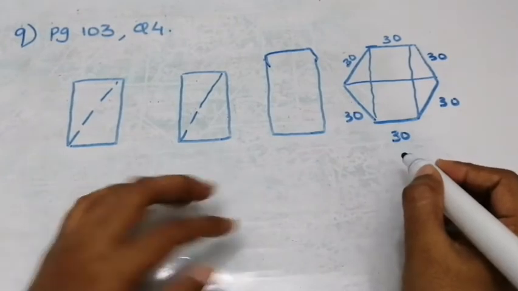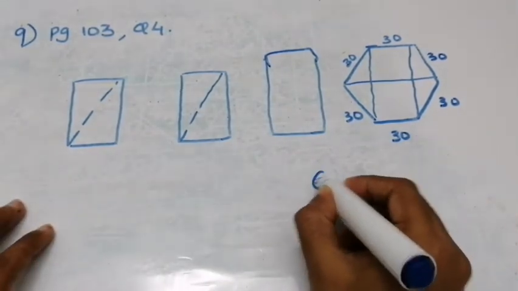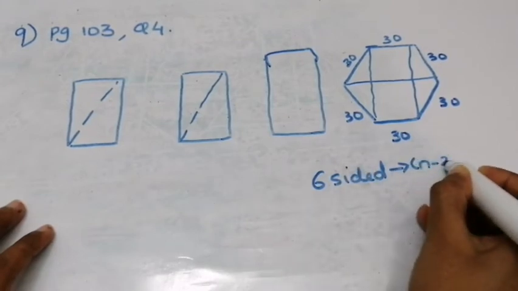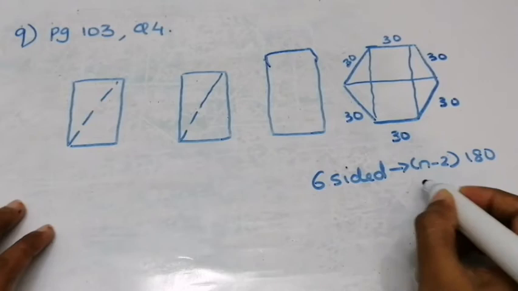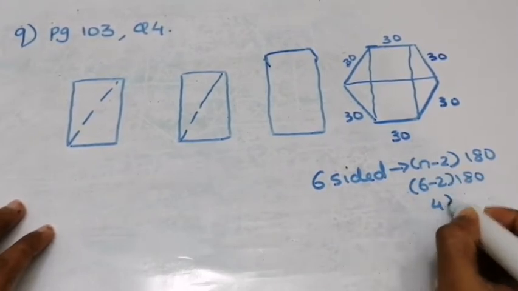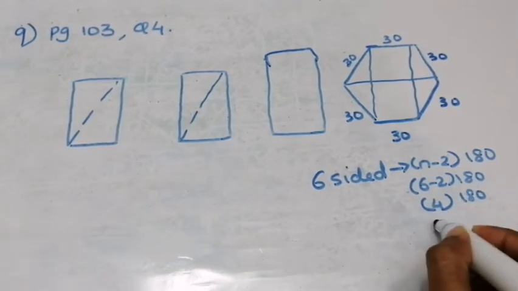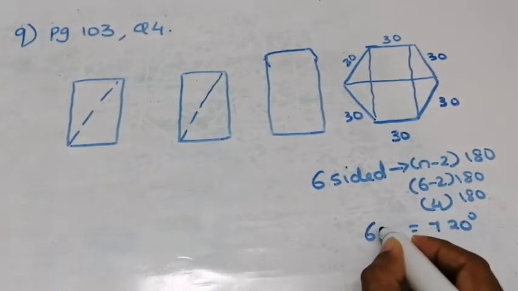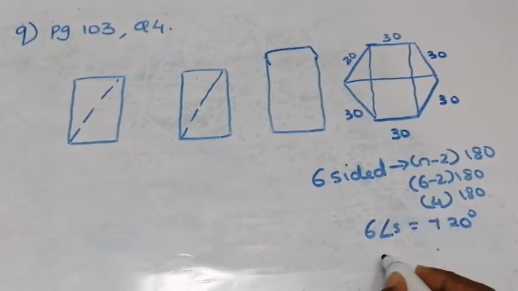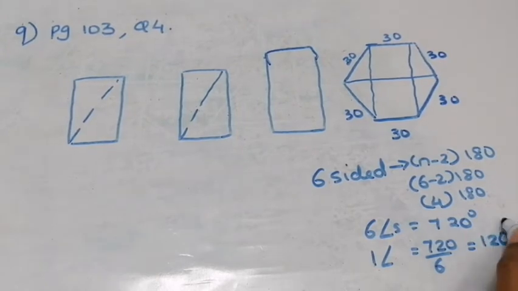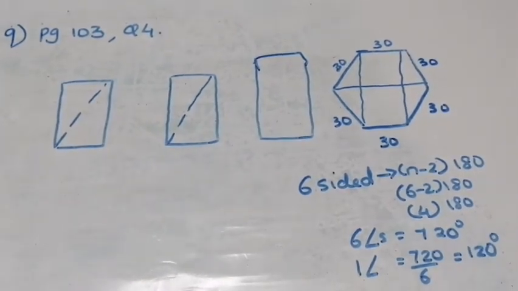And already in 9th standard we studied that as this is a 6-sided polygon, the total sum of angles is by which formula? (n minus 2) into 180, that is (6 minus 2) into 180, 4 into 180, which is equal to 720 degree. So this is for 6 angles. Then for one angle, how much will it be? One angle will be 720 divided by 6, which is equal to 120 degree. Okay, so we got that.